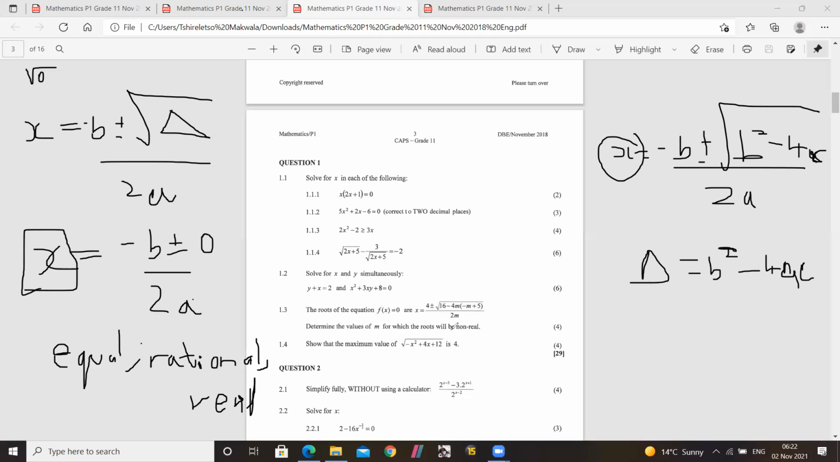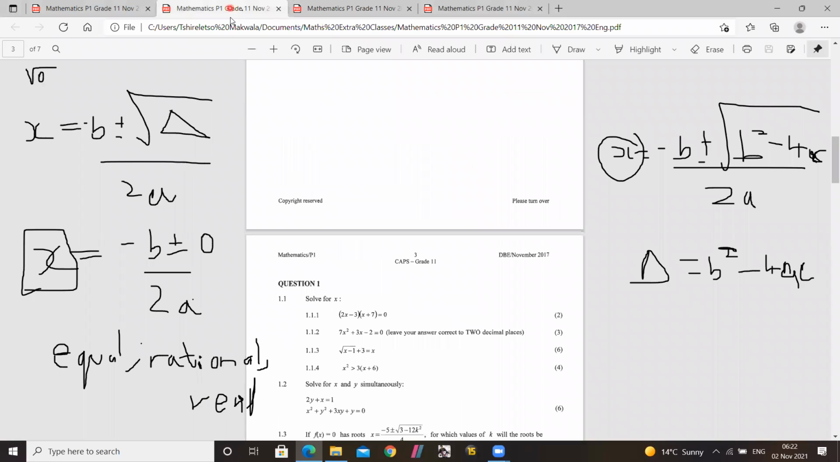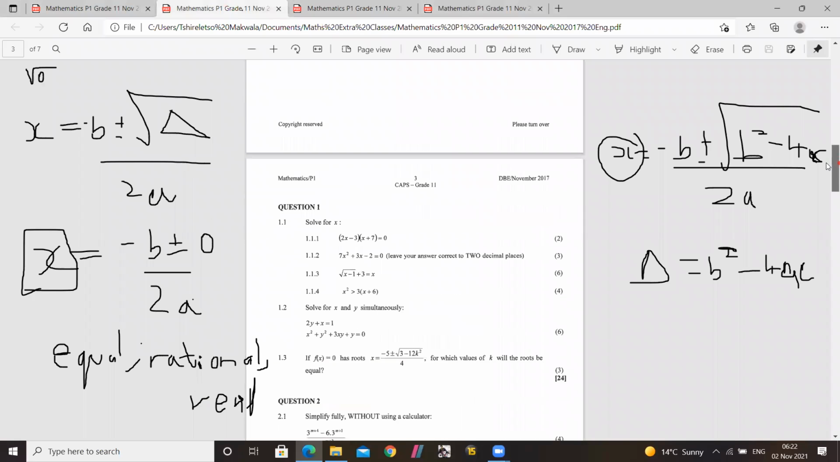So if a question says prove that the roots must be equal, rational, and real, then you know you need to prove that delta must be equal to 0. So when they talk about equal, rational, and real, you know they mean delta is 0. Let me check more, in case that's not the case. Here, question 1.3: f of x is equal to 0 has these roots. For which values of k will the roots be equal? So what does this question say? For which values of k will delta be equal to 0? Because when will this have equal roots? When delta is equal to 0.